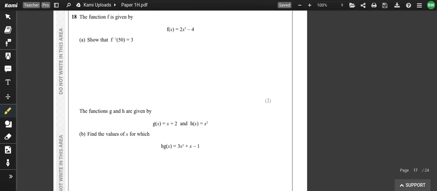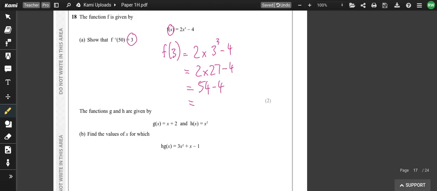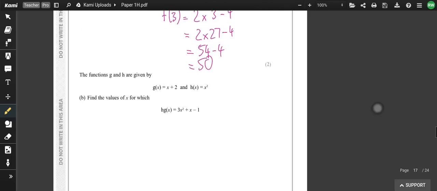Question 18 is a function question, and it asks us to show that the inverse function of 50 equals 3. What that means is that we can take the answer and put it into the original one, and we should get 50 because the inverse and the reverse are related in that way. So if we do f of 3, that should give us 50. 2 lots of 3 cubed minus 4 is 2 times 27 minus 4. That's 54 minus 4, which is indeed 50.